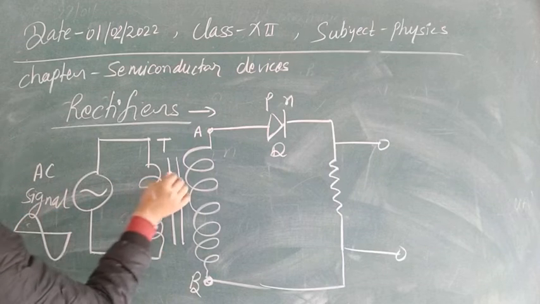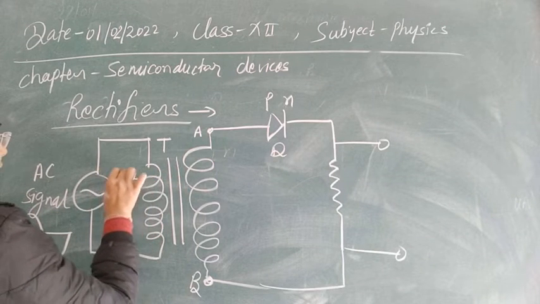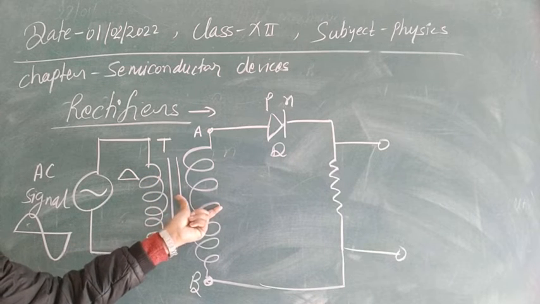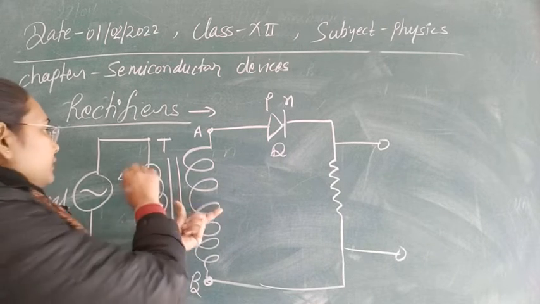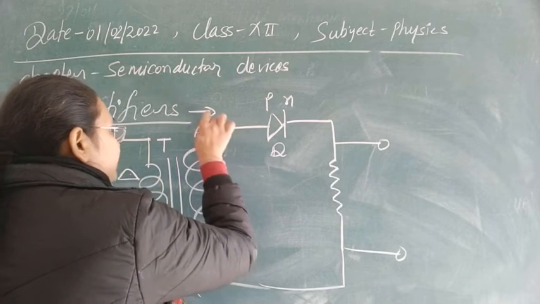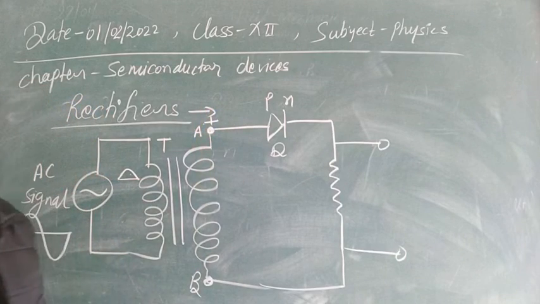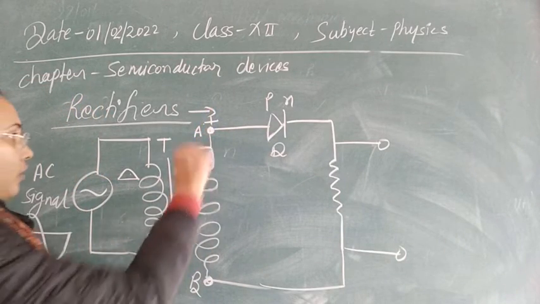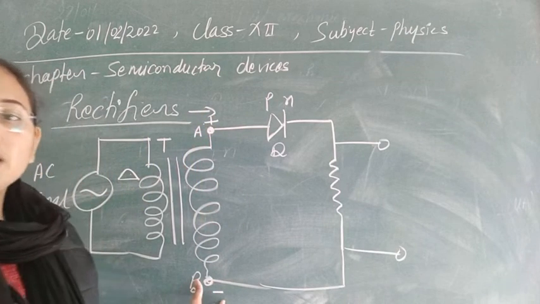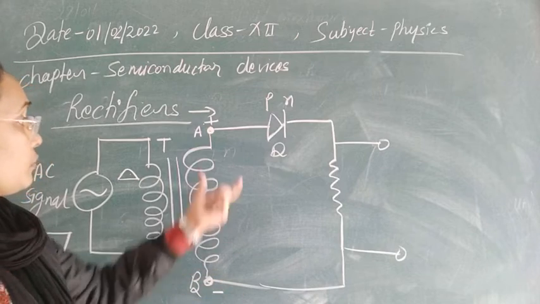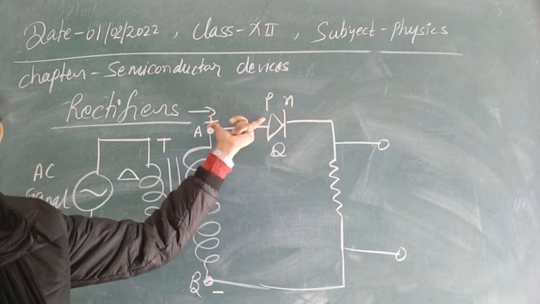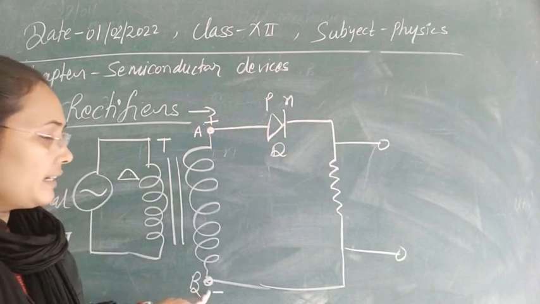If the positive signal is fed here, suppose this is the positive cycle that is fed, and if the transformer has increased the value of this positive cycle, then this positive terminal will be applied at point A. So point A will behave like the positive terminal, and accordingly terminal B is behaving like the negative terminal. So the P side of the diode is connected with the positive side, and the N side of the diode is connected to the negative side.